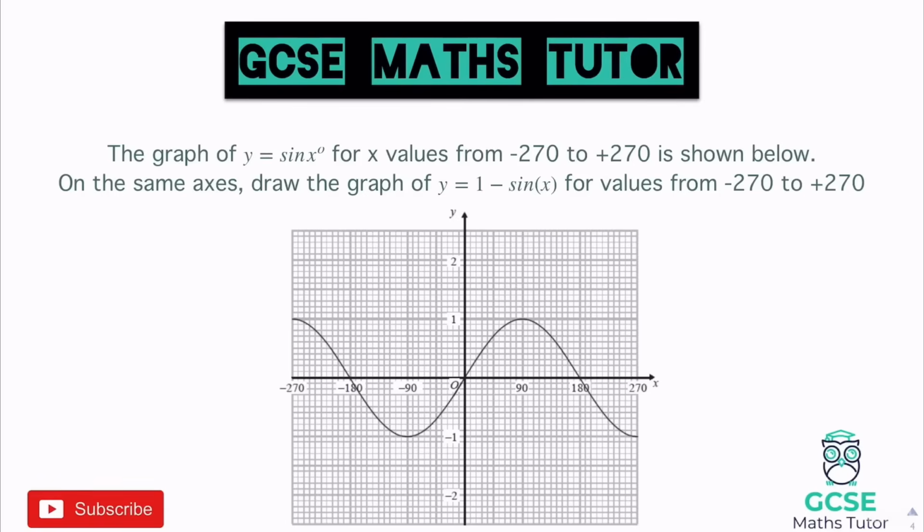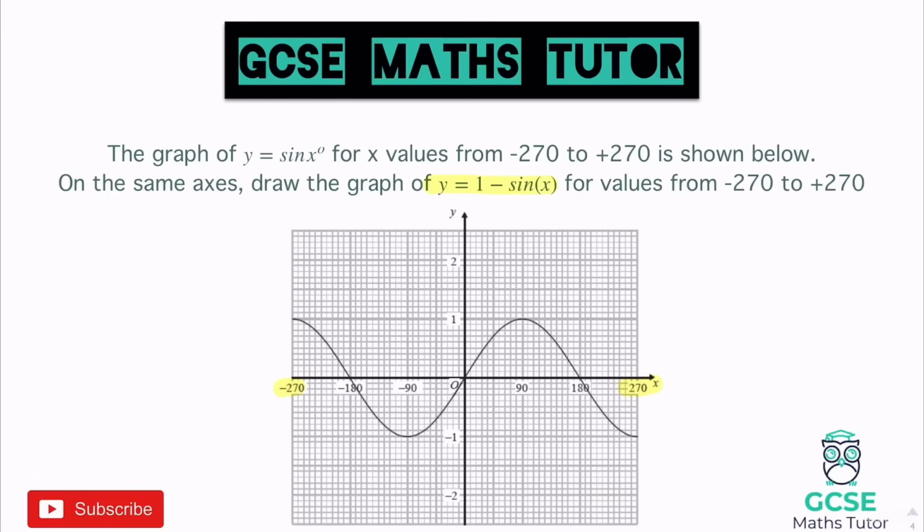So it says here, the graph of y equals sine x for x values from -270 to +270 is shown below. And that is shown on the graph there. We've got -270 all the way over to 270 over here. It says on the same axes, draw the graph of y equals 1 minus sine x for values from -270 to +270. So that's the graph we're going to have to draw there, and that doesn't look very nice. This question is very much linked into graph transformations. We're transforming this graph, and we just need to figure out how this graph is transformed, but we can actually do this on a calculator.